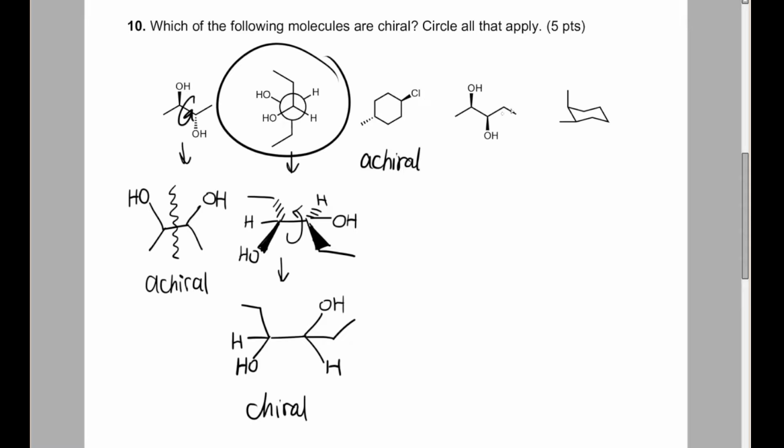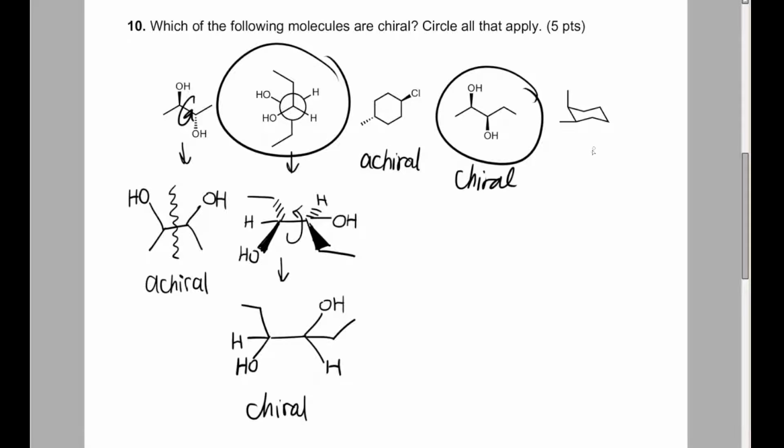For number 4, for this molecule, this is a chiral molecule because even though you can rotate this around and potentially try to make a meso compound, it's not going to be a meso compound because these are different. You will only get a meso compound if the substituents on both sides or both carbons are the same substituents. So this is a chiral molecule.